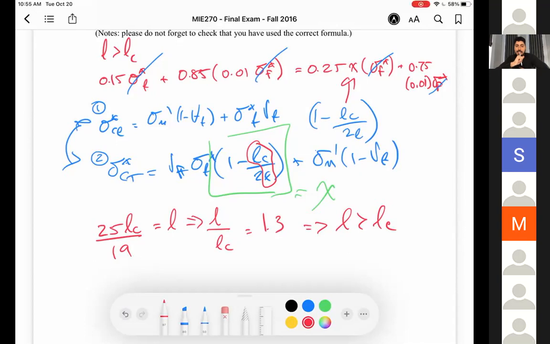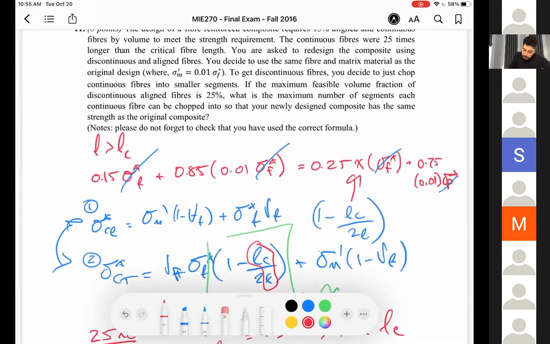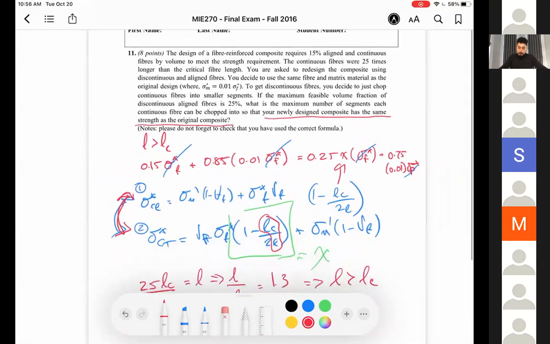There's a question in the chat now too. How do we know the two stresses are equal? The problem says that. The problem asks, what is the maximum number of segments each continuous fiber can be chopped into so that our newly designed component has the same strength as the original component? So that's how we know we need to set them equal. Okay? No problem. All right, so are we good with this problem?